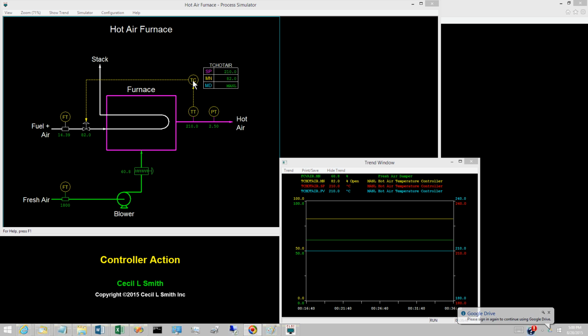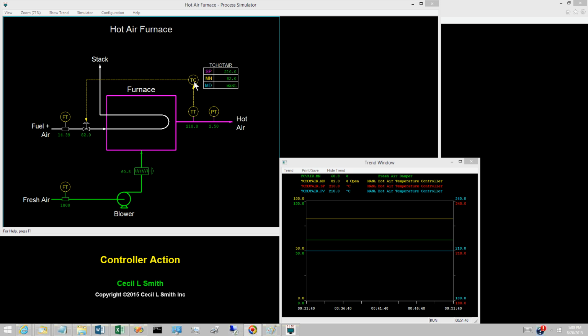Consider the hot air temperature controller. If the hot air temperature is increasing, should the controller increase the fuel valve opening or should the controller decrease the fuel valve opening? To slow or reverse the rate of increase in the hot air temperature, the firing rate to the furnace must be reduced. The controller must decrease the fuel valve opening. An increase in the PV requires a decrease in the controller output. The hot air temperature controller must be reverse acting, which is sometimes designated as increase-decrease.